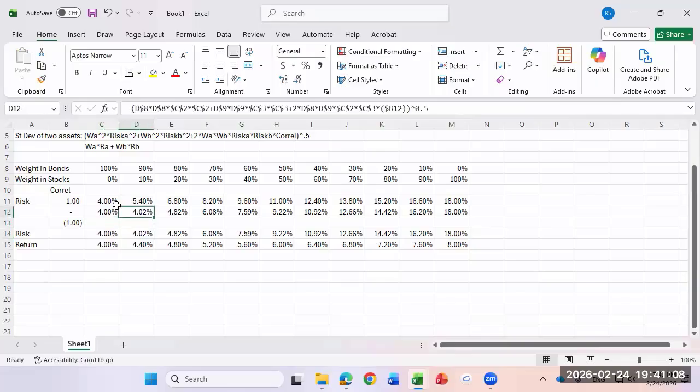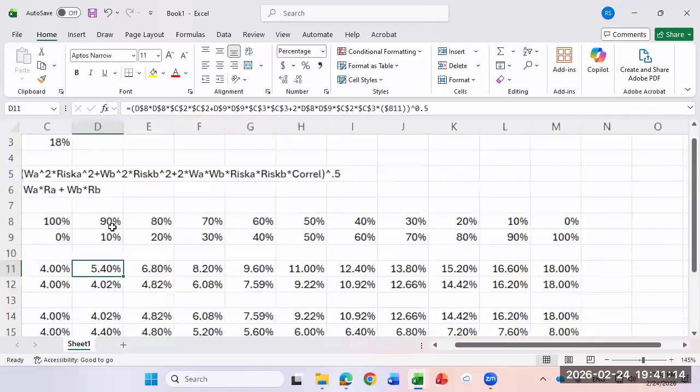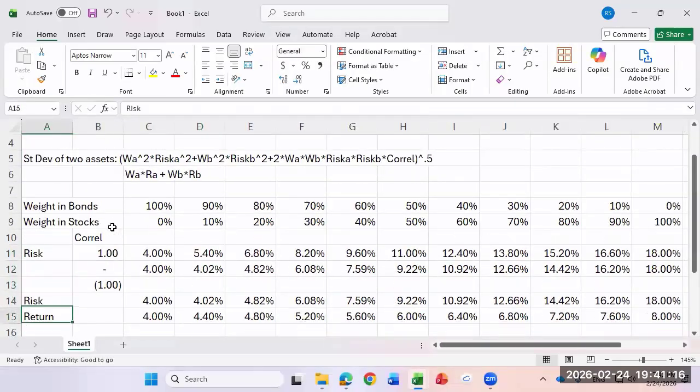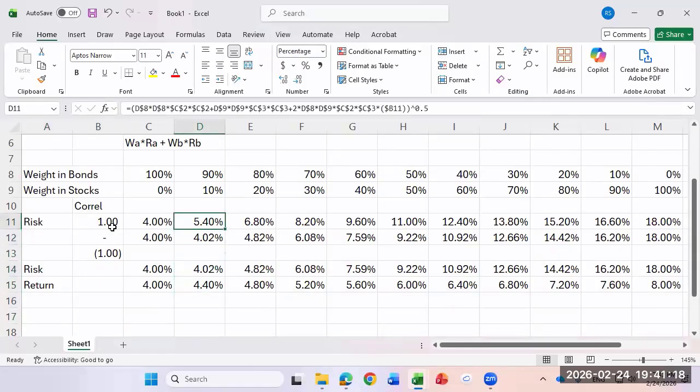What do you notice about risk here? Risk went from 5.4% all the way down to 4.02. What happened to return? It's the same, right? There's no change in return. So the only thing we're doing is reducing risk.